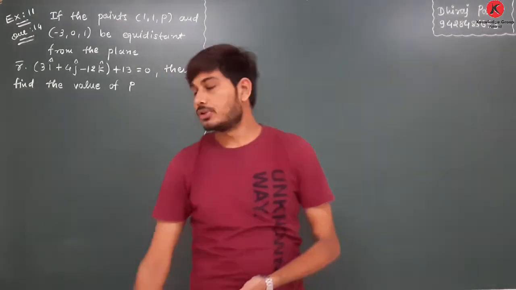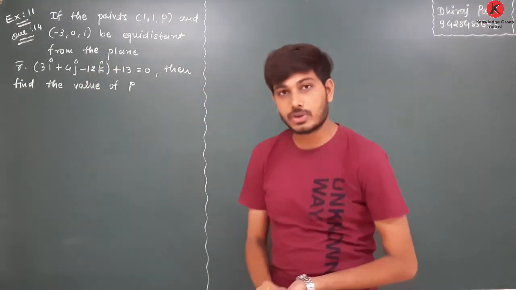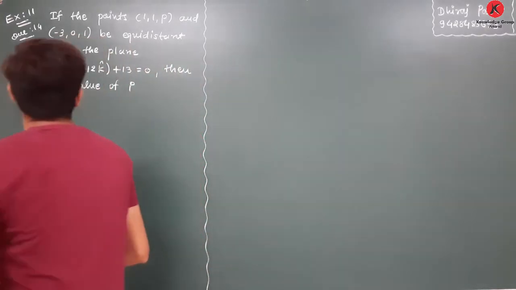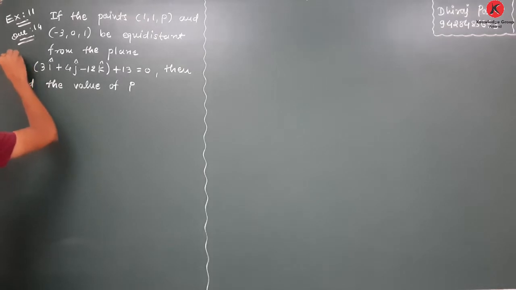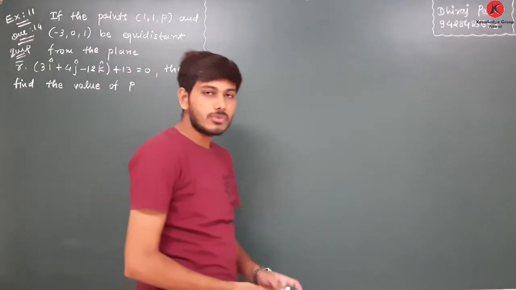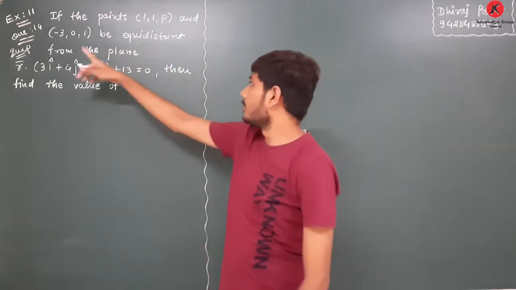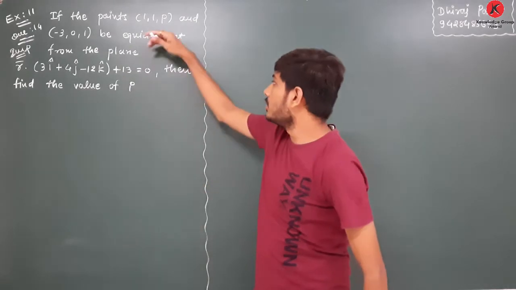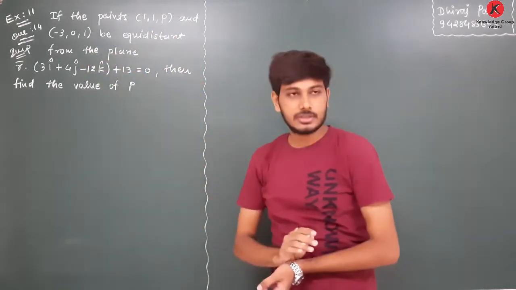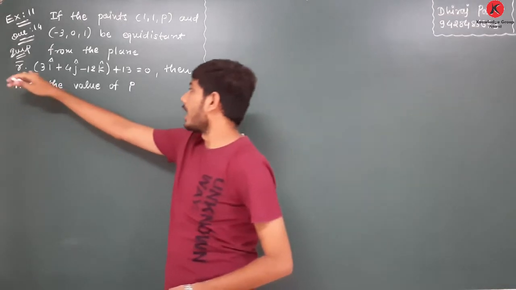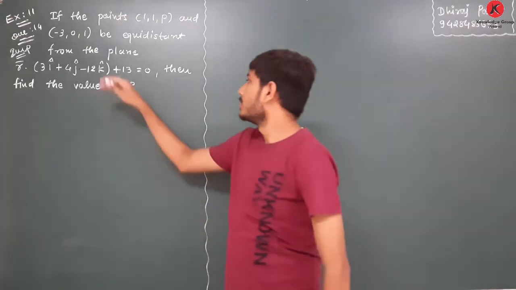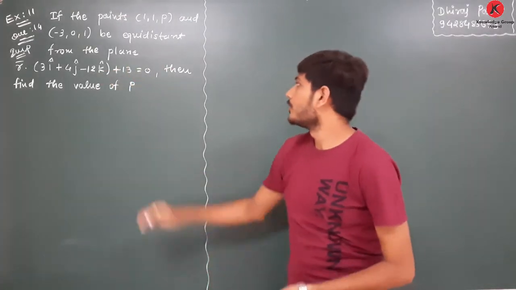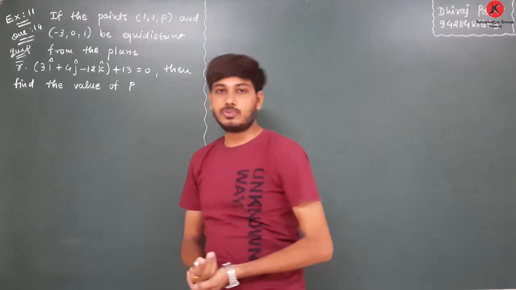Now we are going to discuss question number 14 of exercise 11. The question is: if the points 1, 1, p and minus 3, 0, 1 be equidistant from the plane r bar dot 3i cap plus 4j cap minus 12k cap plus 13 equals to 0, then find the value of p.